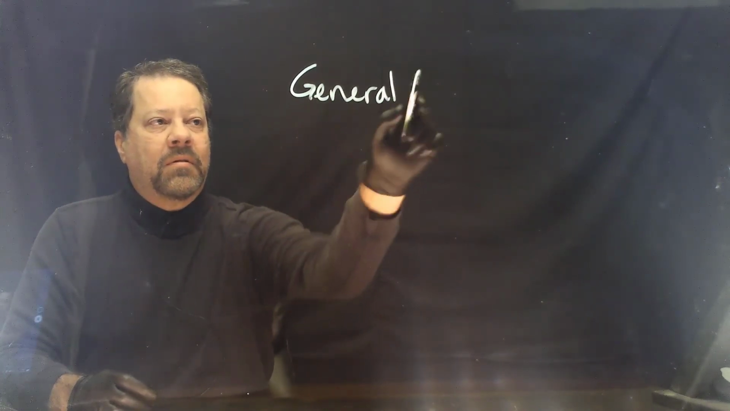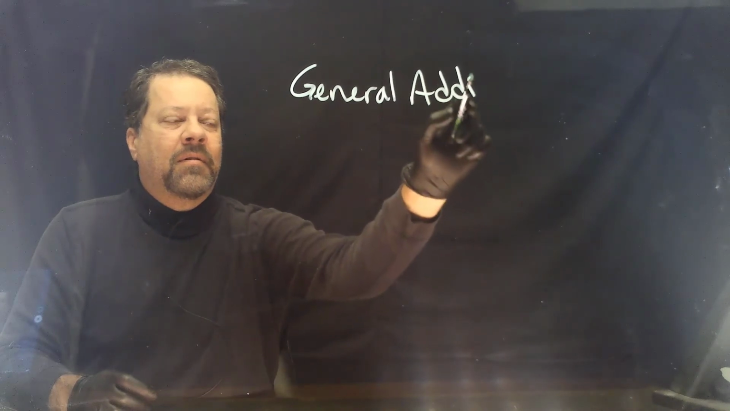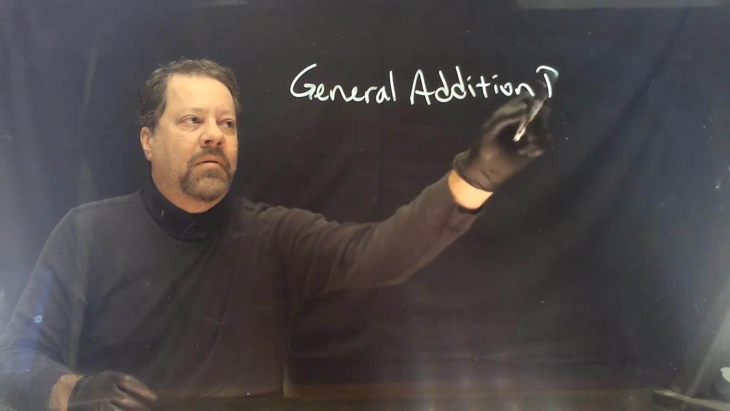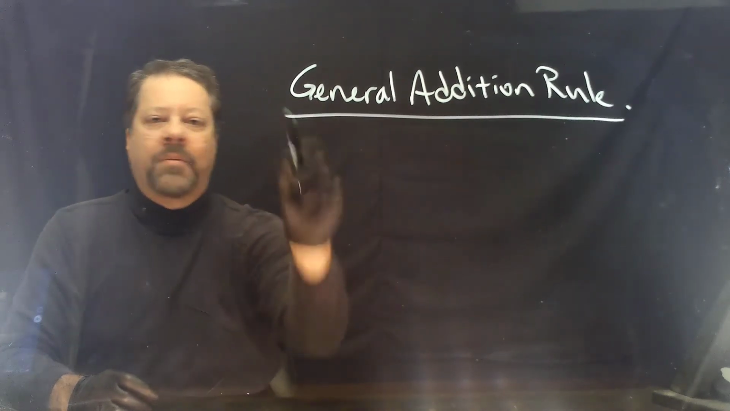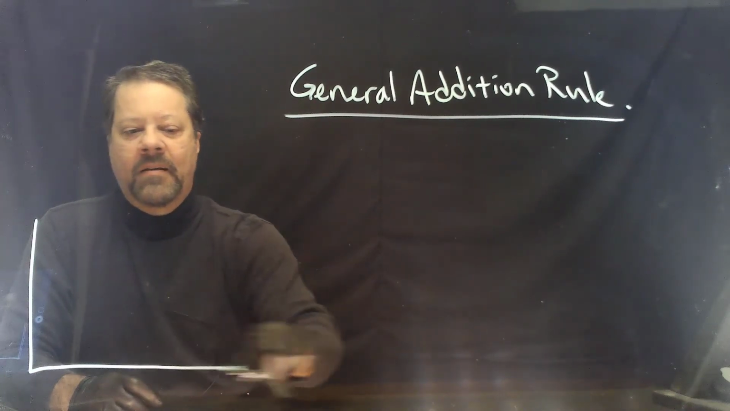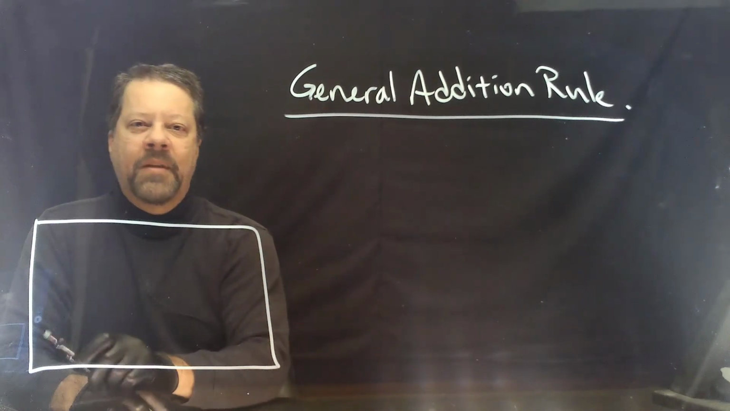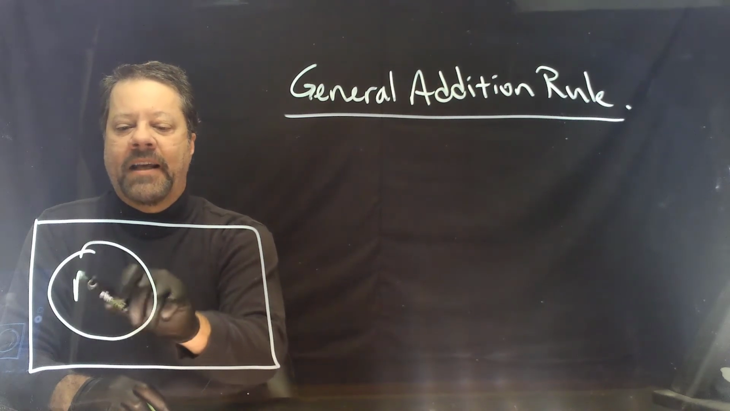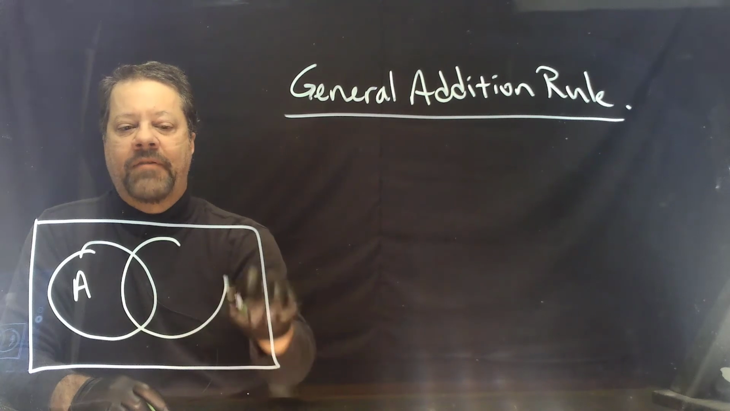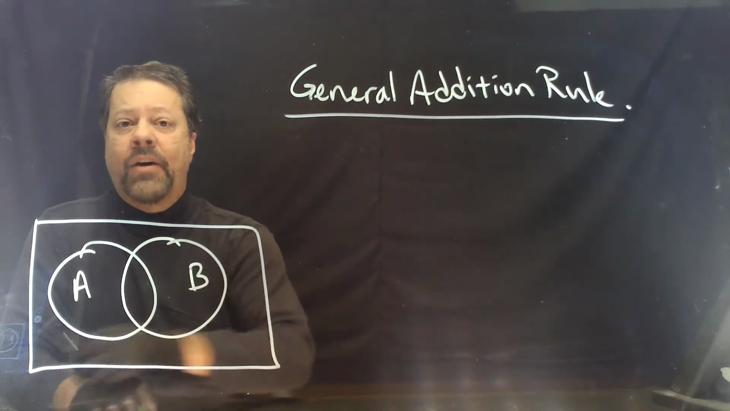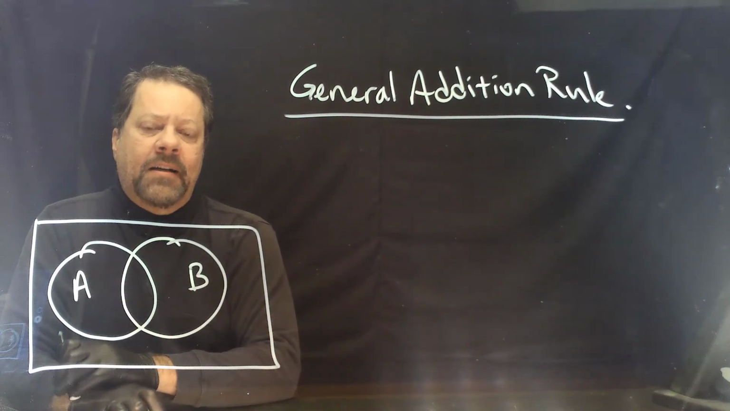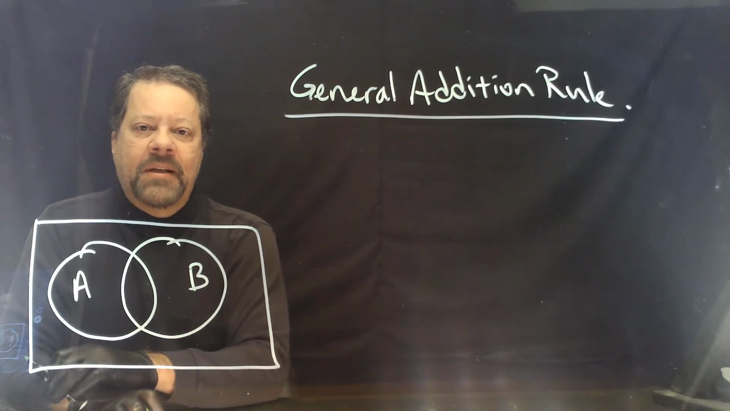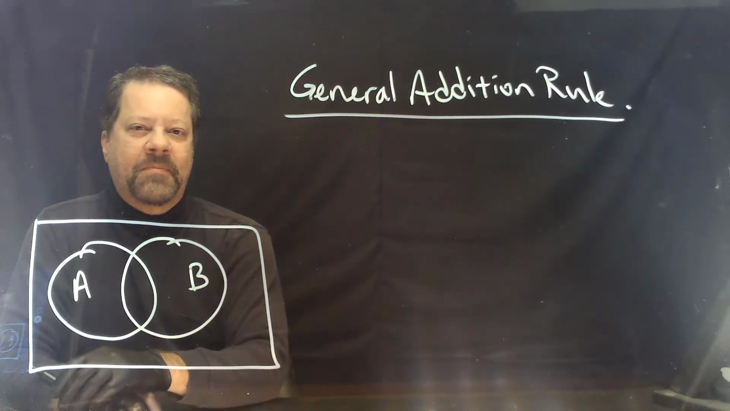There's a general addition rule for probabilities. It's based upon the following picture. Suppose we have a Venn diagram where we have 2 events, event A and event B, and suppose they overlap. There are some events in common, some elemental events in common to these 2 events.